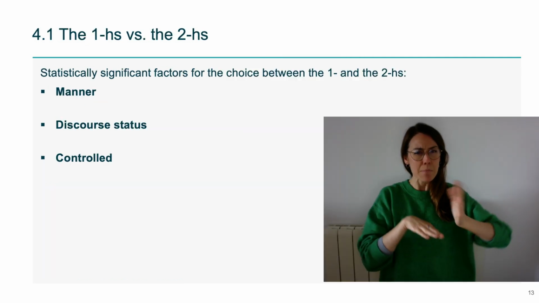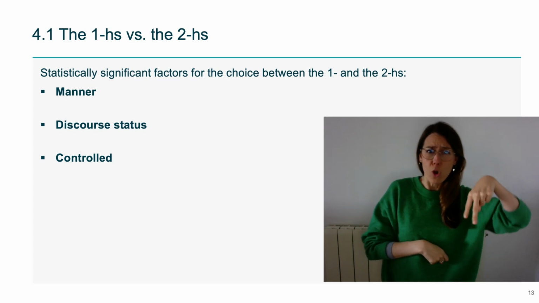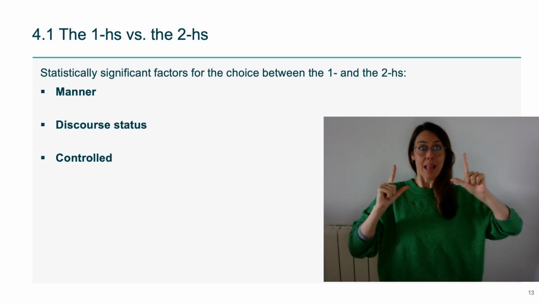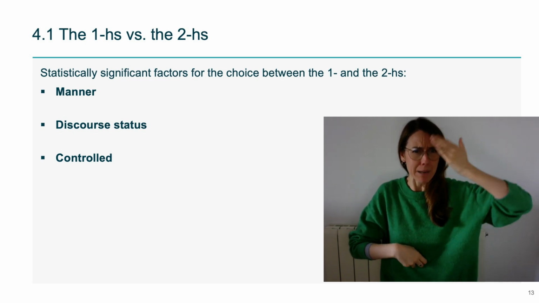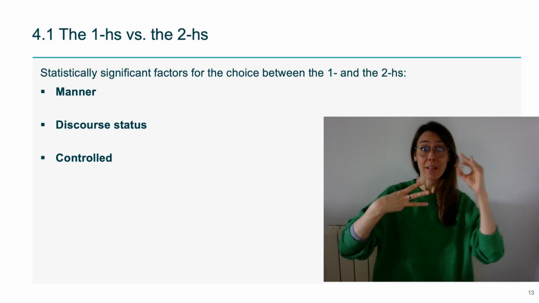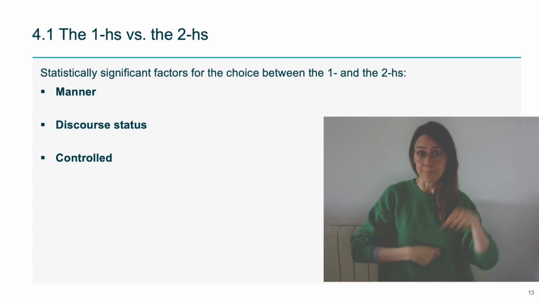So the statistically significant factors that we found to influence the choice between the 1 and the 2 handshapes and their variants were the expression of manner, the discourse status of the referent, and whether the action was controlled or uncontrolled.